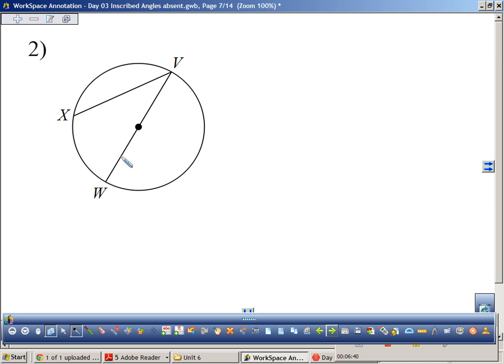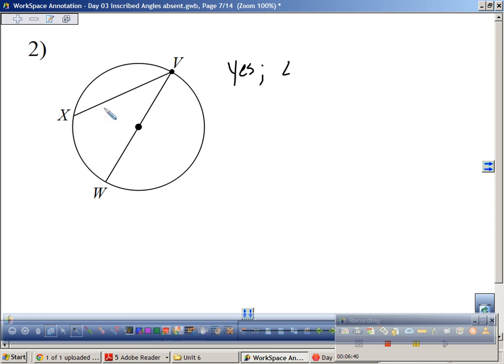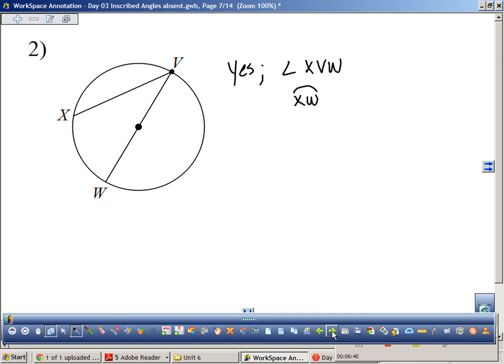Let's see. X, V, W. The vertex is on the circle. So I would say yes. My angle is X, V, W, or W, V, X. Doesn't really matter. And my arc would be X, W. That would be my minor arc, because it's less than 180 degrees.